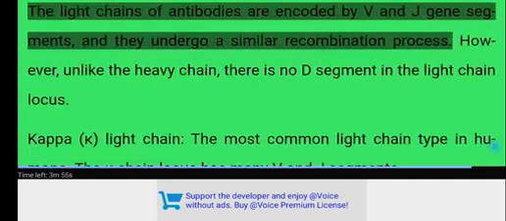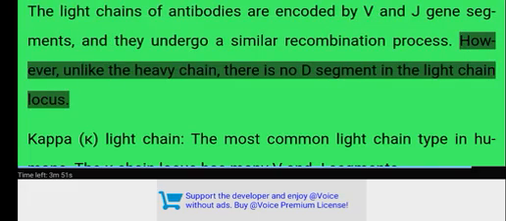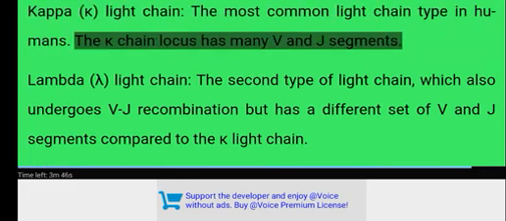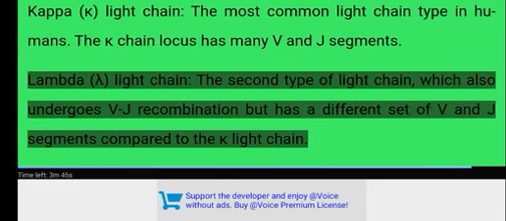B. Light chain locus. The light chains of antibodies are encoded by V and J gene segments, and they undergo a similar recombination process. However, unlike the heavy chain, there is no D segment in the light chain locus. Kappa light chain, the most common light chain type in humans. The kappa chain locus has many V and J segments. Lambda light chain, the second type of light chain, which also undergoes VJ recombination but has a different set of V and J segments compared to the kappa light chain.